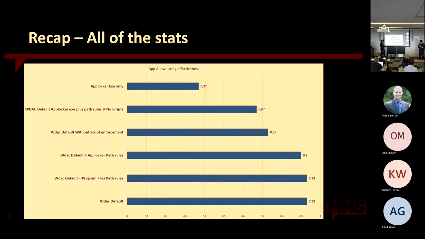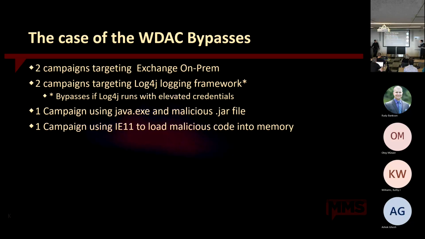If you would allow the path rules and the scripts, so all the combination, 67%, and AppLocker only, well, I'd say don't bother. That's wrong, but be aware that this is the impact of what you're doing. The 37% means you still block 37% of threat campaigns. That means you do 37% more than everybody that does nothing. But it is what it is.